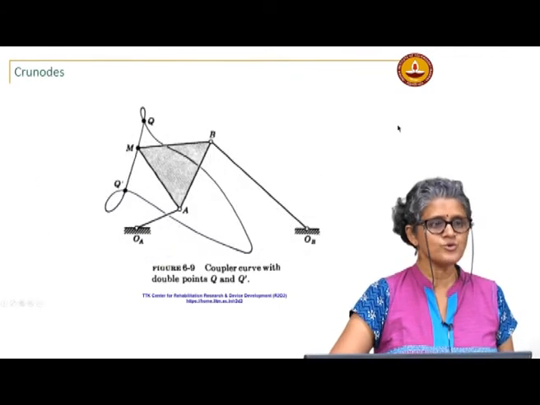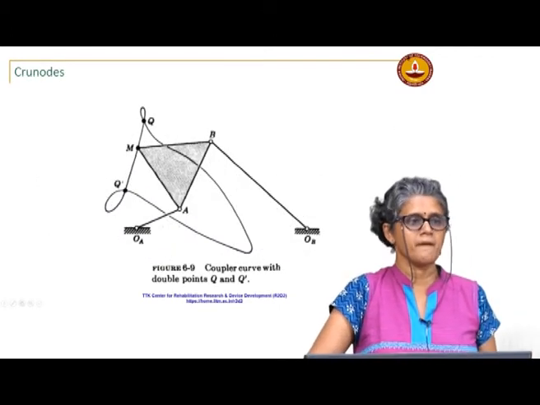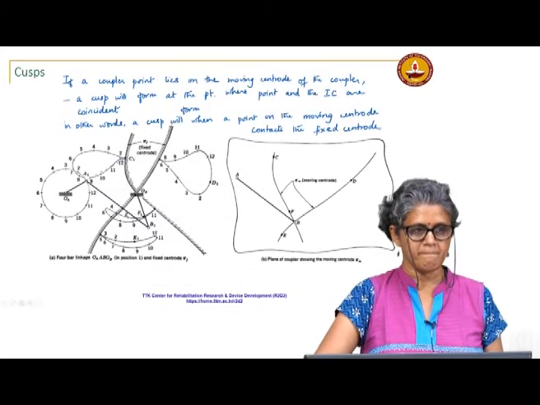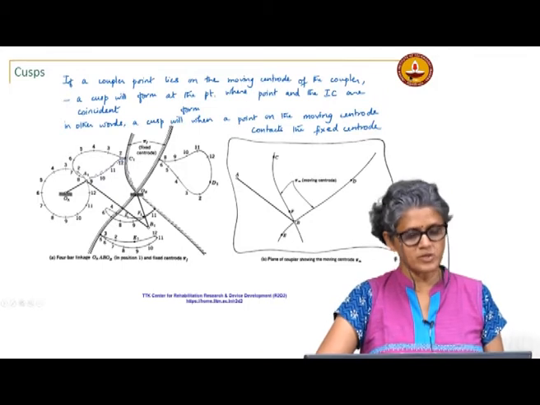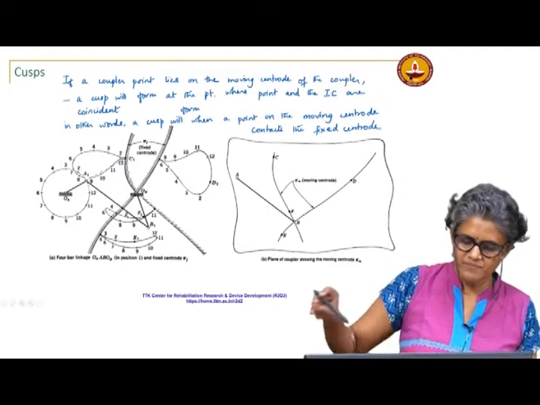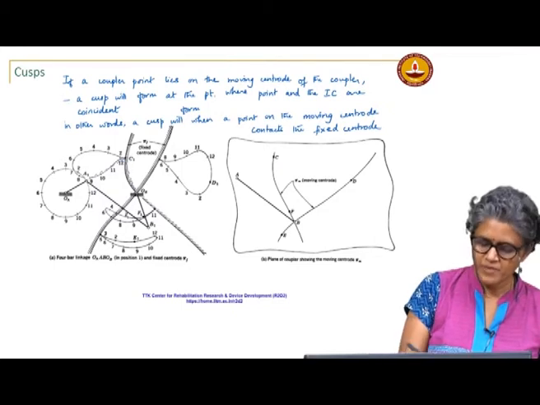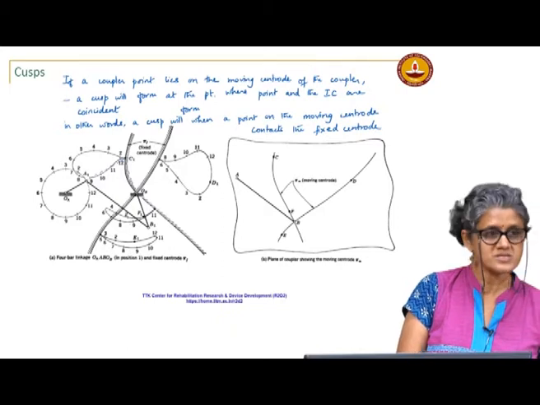The case of the crew node. Can you go back? Those other curves are coupler curves. Those are coupler curves for these points. So, F is a point on the coupler. So, F will trace this curve.